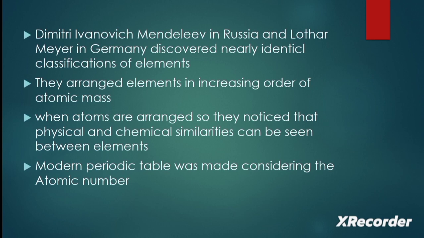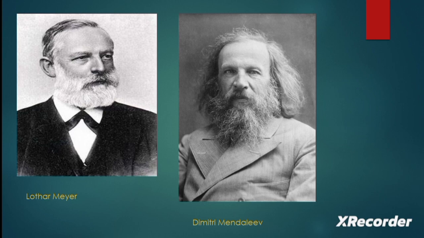So they noticed that when the elements are arranged in increasing order of atomic mass, physical and chemical similarities can be seen between these elements. Right? But the modern periodic table that we use now is made considering the atomic number. We have arranged these elements in increasing order of atomic number. You can see here Lothar Meyer and Dmitry Mendeleev, the first persons to put out a classification of the elements. We will not call it a periodic table, we will just name it a classification of elements.